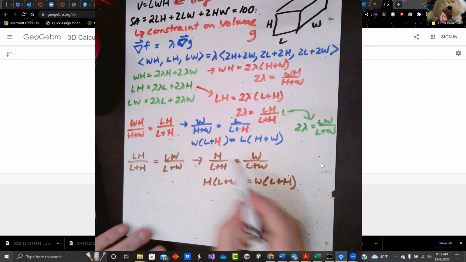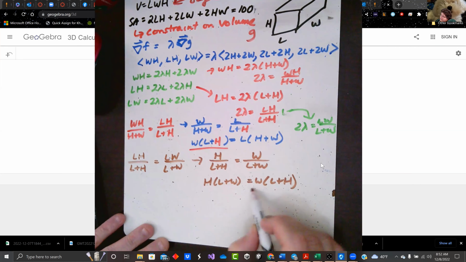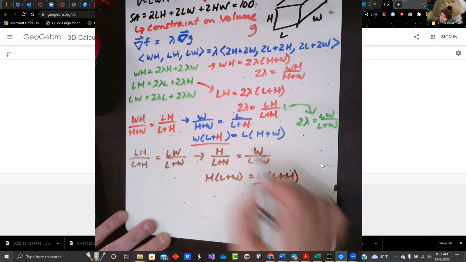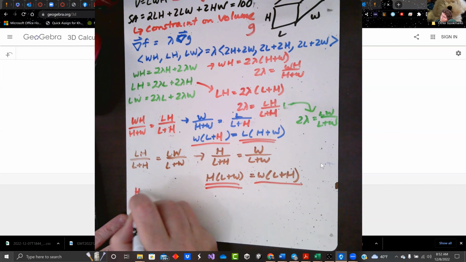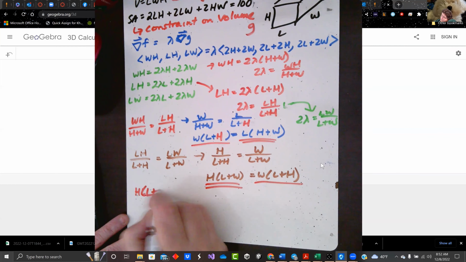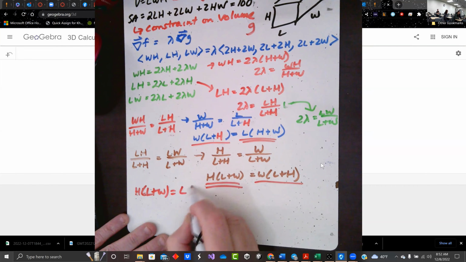So I have this and this, which means these two have to match up. H times (L plus W) has to equal L times (H plus W).